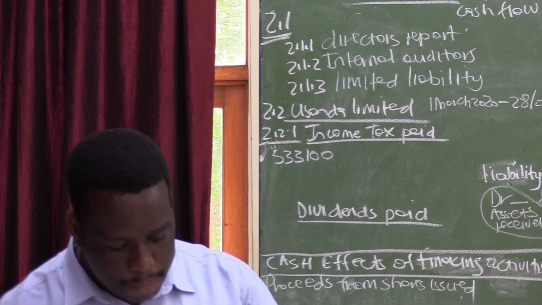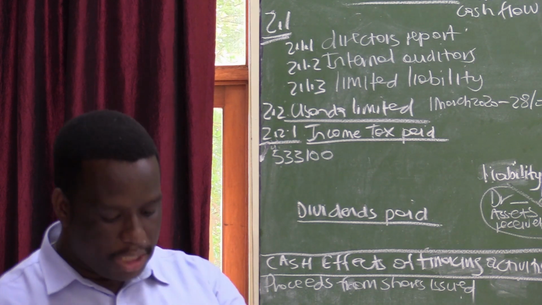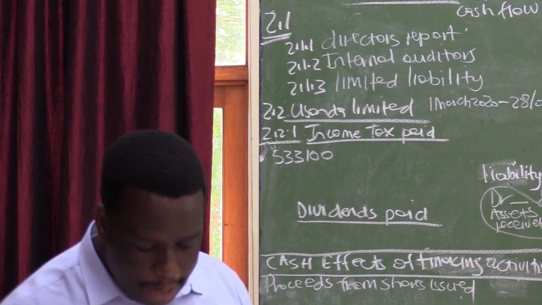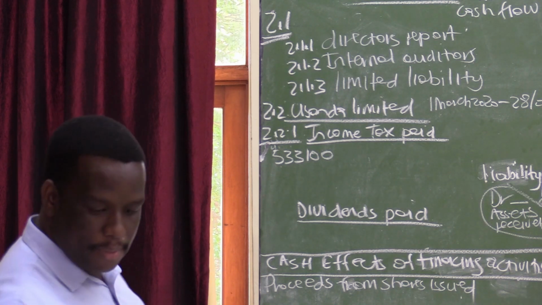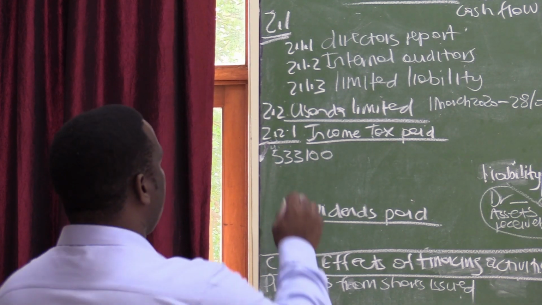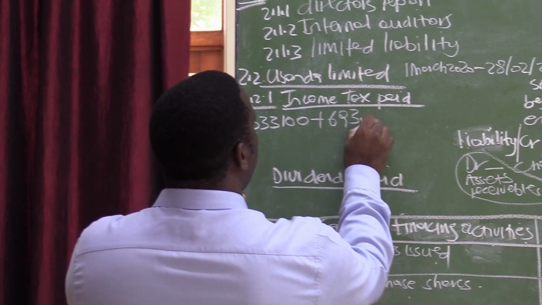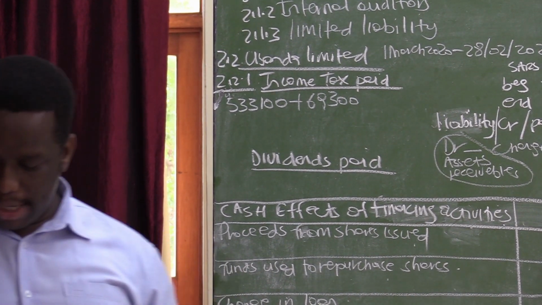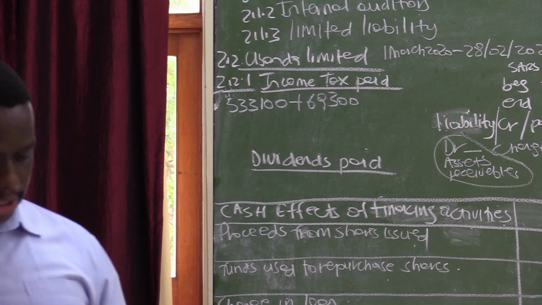So it means we were owing. The opening balance was a liability and the closing balance is still a liability. At the beginning of the year, we were owing SARS 69,300. So let us add the 69,300: 533,100 plus 69,300. If you can just quickly take your calculator, because I want you to look at something so that you may understand this calculation.